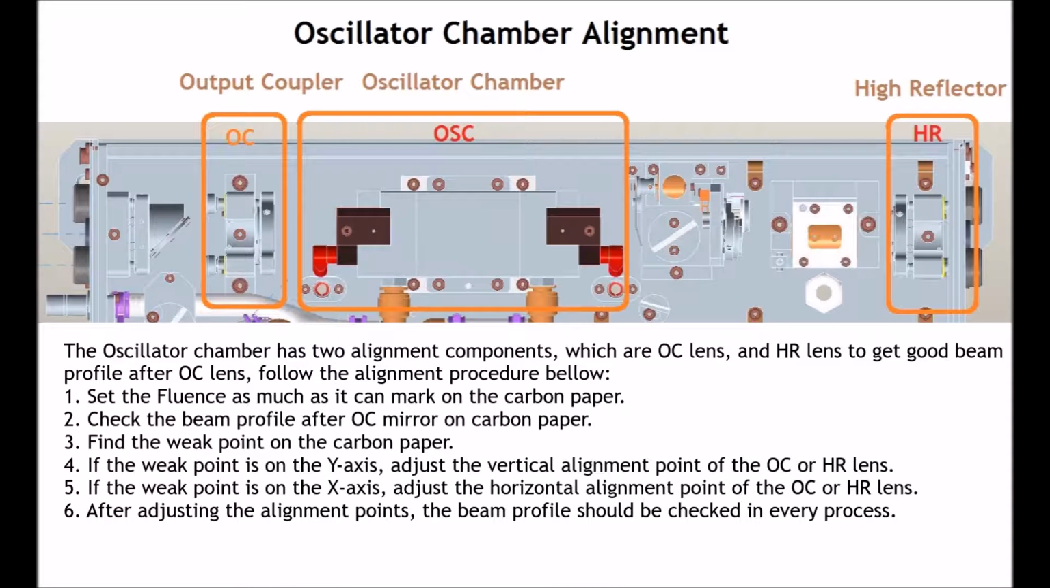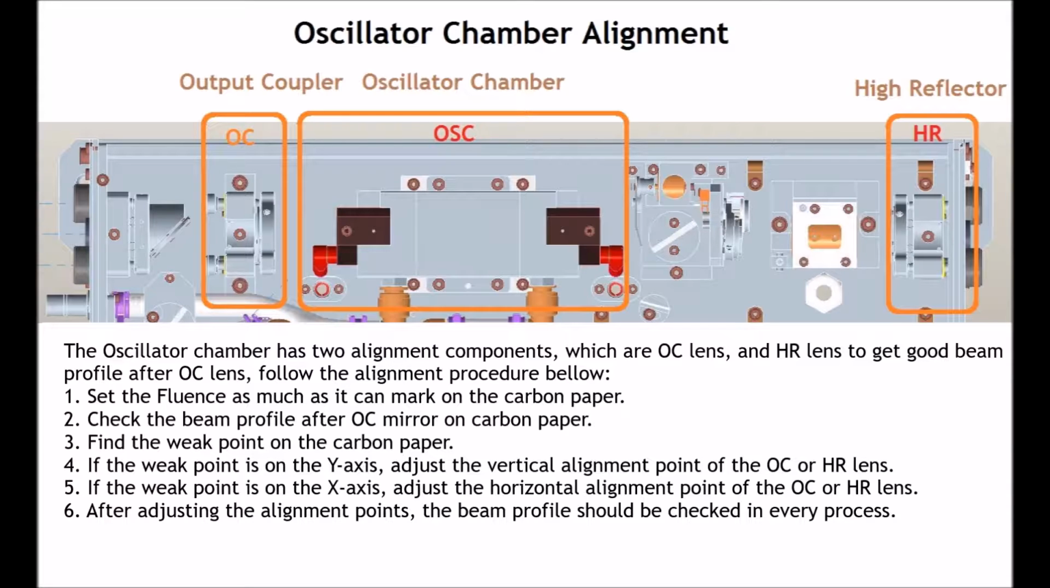Points of alignment. Oscillator chamber. The oscillator chamber has two alignment components, which are OC lens and HR lens. To get good beam profile after OC lens, follow alignment procedures below.